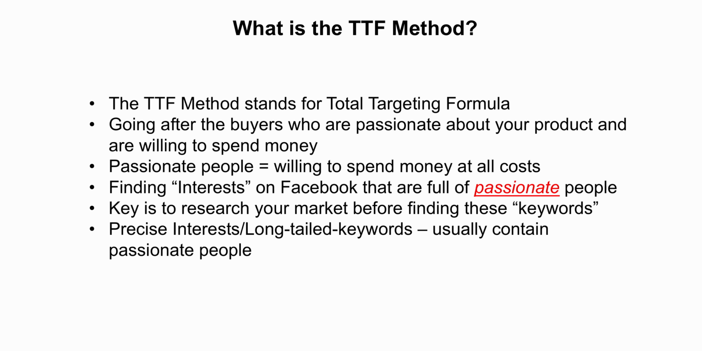My strategy has always been the same: precise interests, long tail keywords. These usually contain passionate people. For example, I love pit bulls, I love fishing, I love golf all day long. These are passionate keywords with precise interests, and precise interests are full of people who are literally dying to spend money. These people are willing to spend a lot of money on your product.